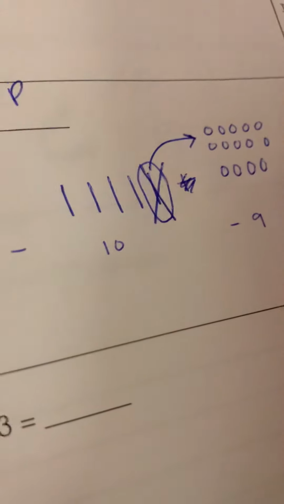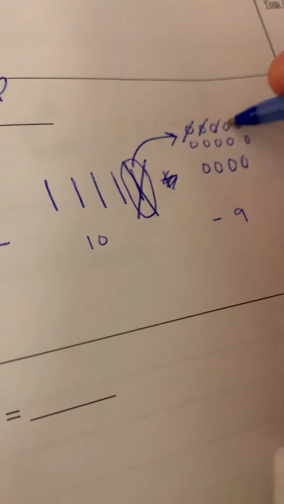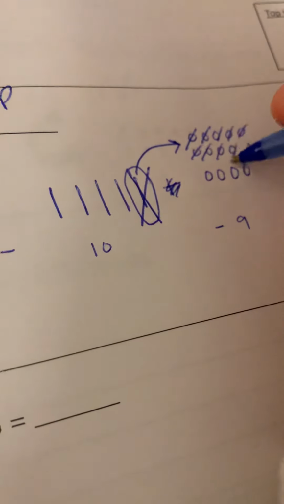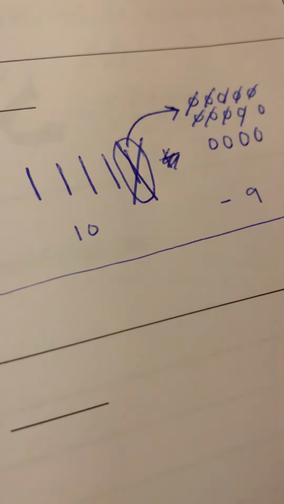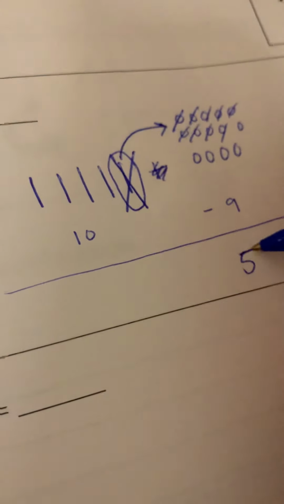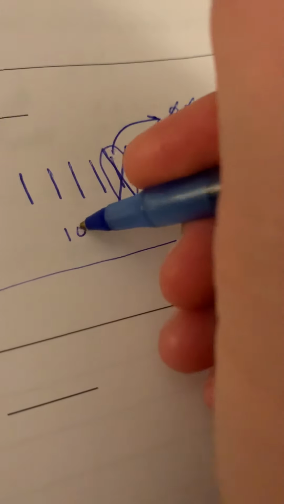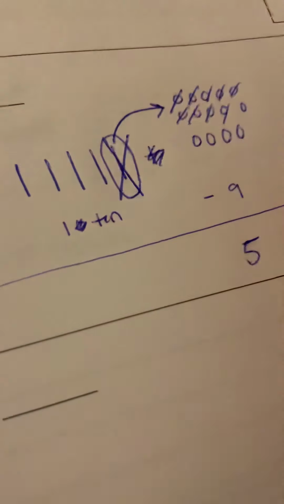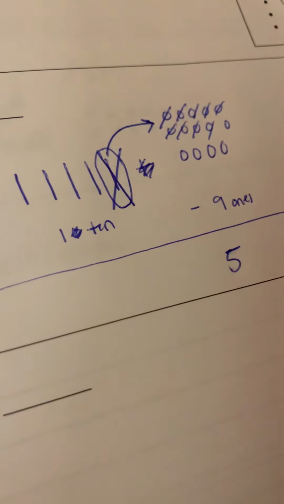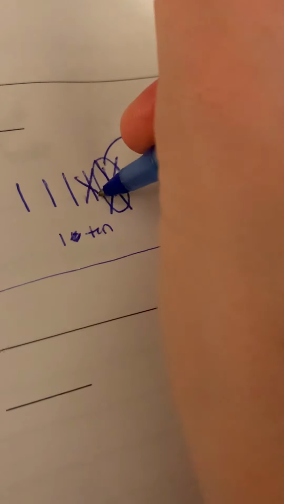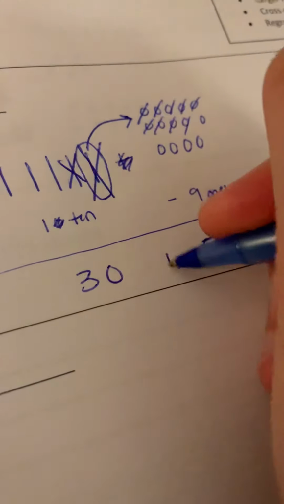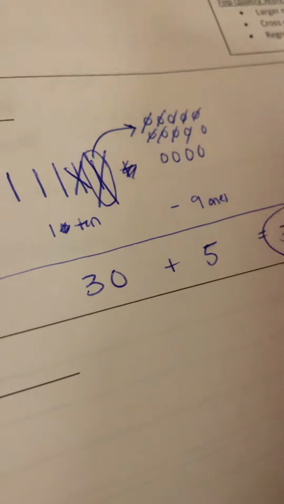Now I can take away 9 ones. 1, 2, 3, 4, 5, 6, 7, 8, 9. 5 ones left. And then I'm taking away, I'm going to write 10 instead, and 9 ones. I think it's safer. Take away 10. I have 3 tens left. That's 30 plus 5 equals 35.